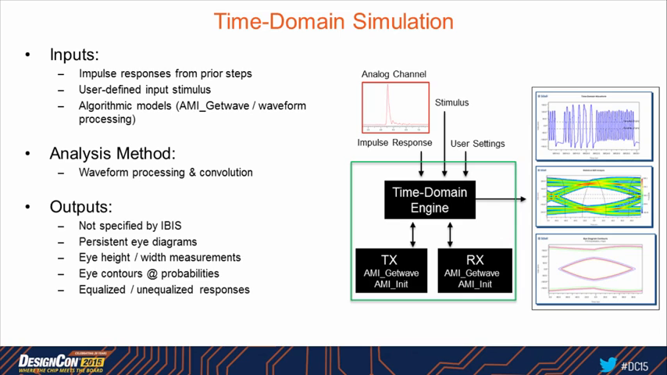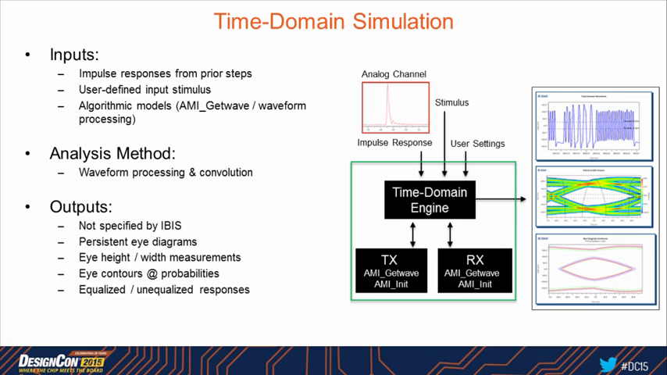Now, alternatively, we can run a more detailed analysis called a time domain simulation, or sometimes people call this a bit-by-bit analysis. What's input to that is the impulse response, or basically one or more of the impulse responses from the prior steps. Now when we run a time domain, because we're looking at the network's response to a specific stimulus pattern, there's a stimulus that's been defined, and it might be a default, but the user certainly had the chance to modify it. And then the algorithmic models themselves are being run in a waveform processing mode.